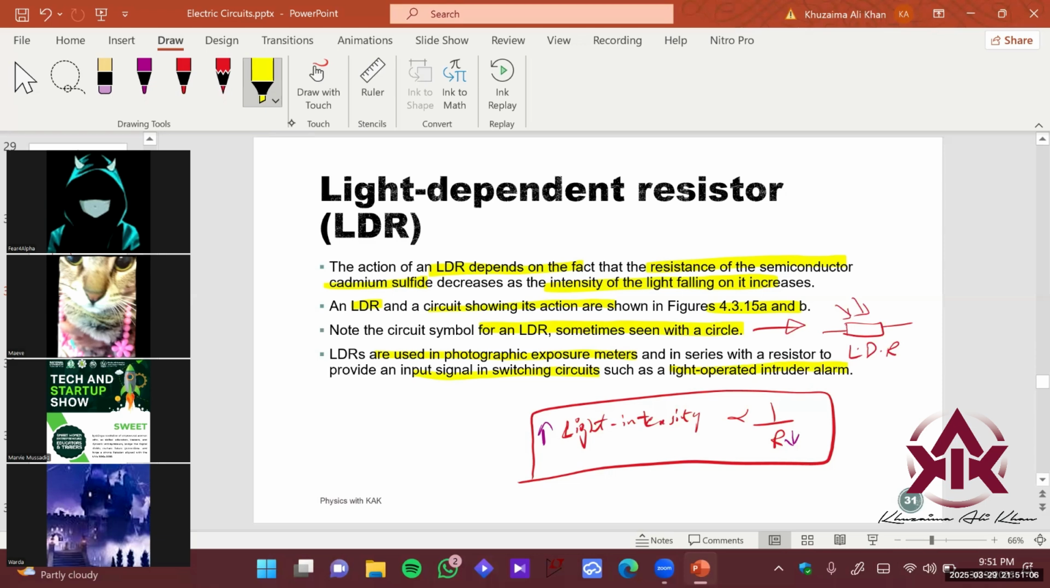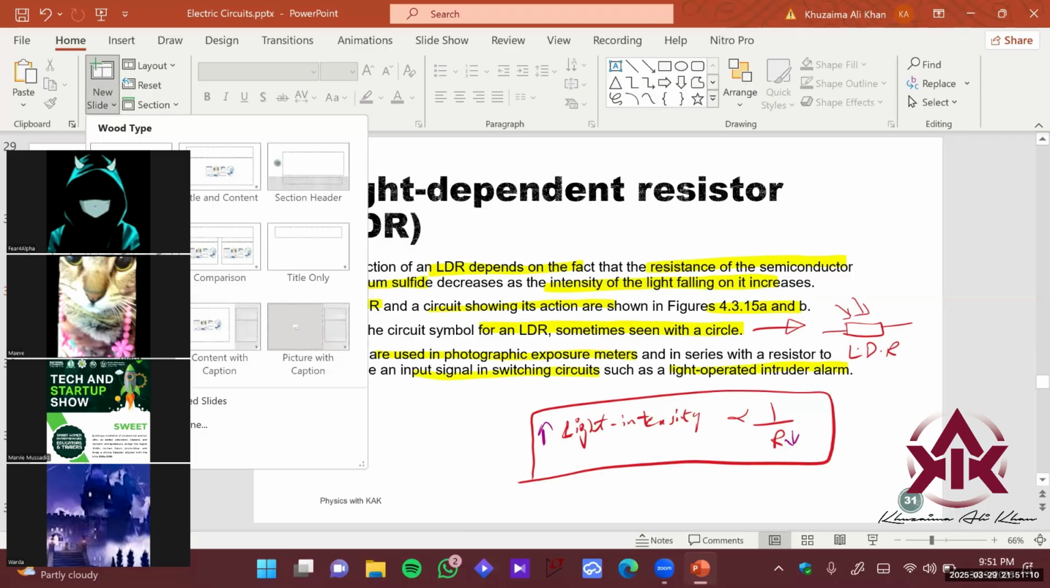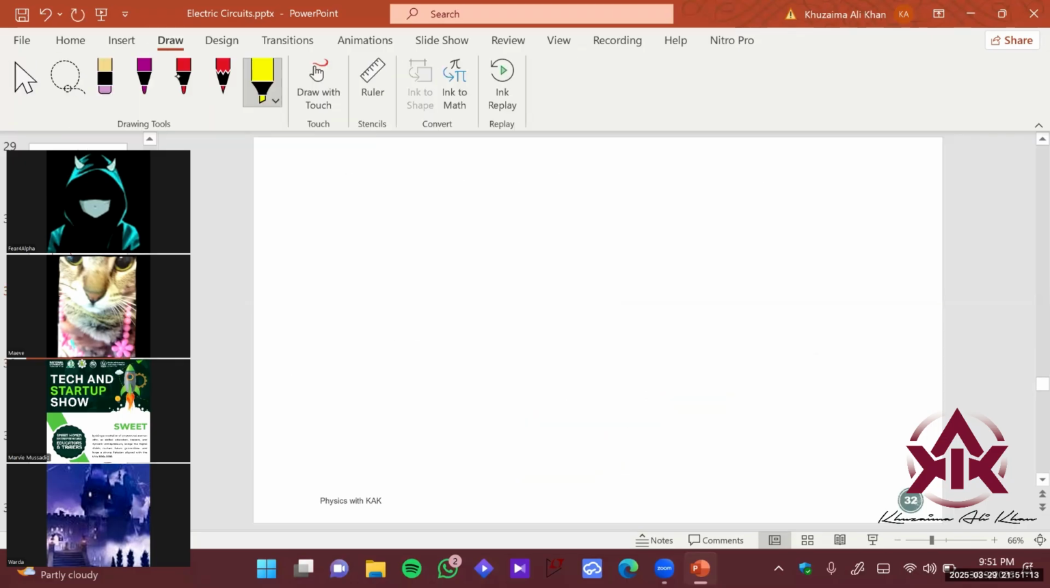Okay, when can it be used? Let me create a sketch here. Imagine you have a door, and you have an LDR sensor here, right? Let's say there is no person crossing the boundary of the door. The LDR will show a constant resistance, because the light falling on it is constant, and that is not going to vary the resistance.